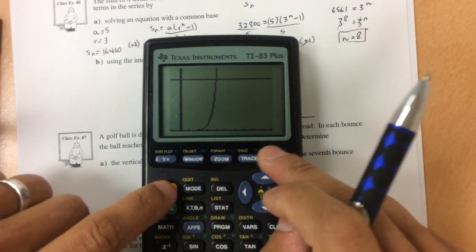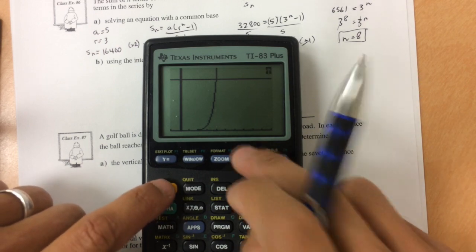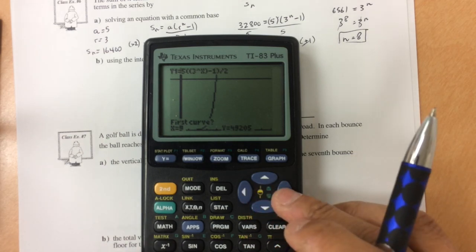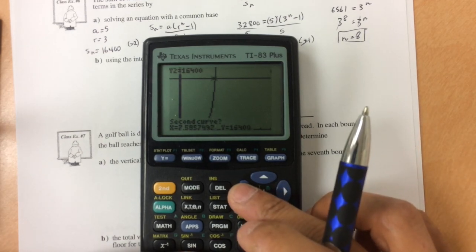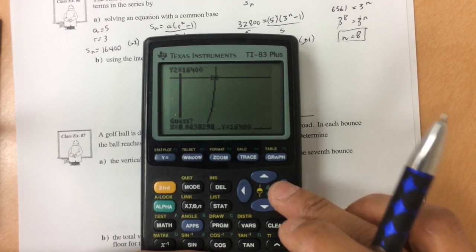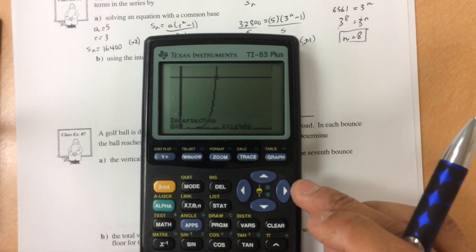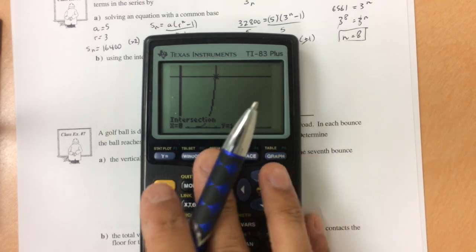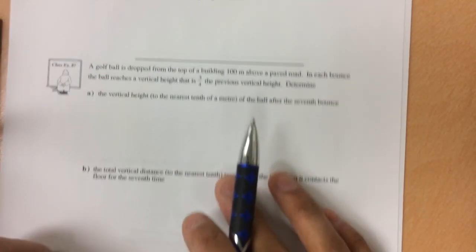And our intersect function, you go second function trace, and then you choose option 5 for intersect, and then you need to kind of guess where you're in between, and where that intersect is. And so our intersect is at x equals 8 here.